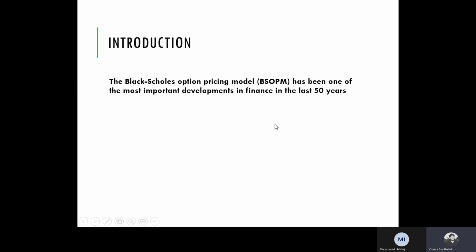First of all, what is Black Scholes? The Black Scholes option pricing model, or BSOPM, is one of the most important developments in finance in the last 50 years. Why? Because it accurately predicts the option's price beforehand. So we get a good understanding of what price the option should be sold or bought at.